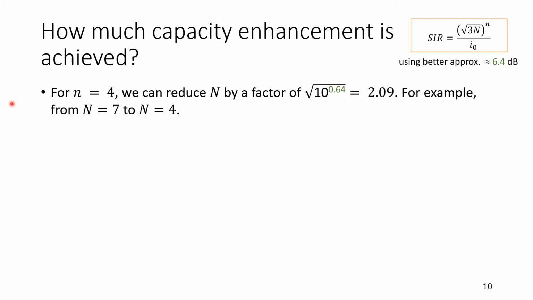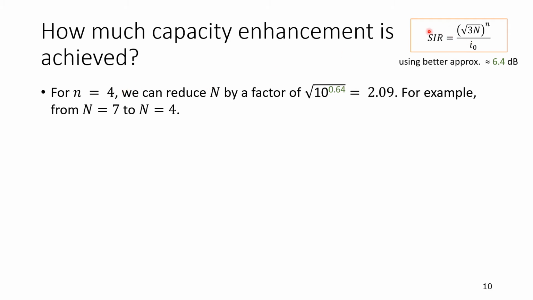Now, let's assume that small n equals 4 for the case of path loss. With n equal to 4, we can reduce n by a factor of square root of 10.64, which is 2.09. How did we get this? Take two scenarios and compare them together.